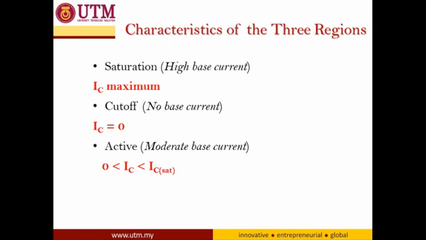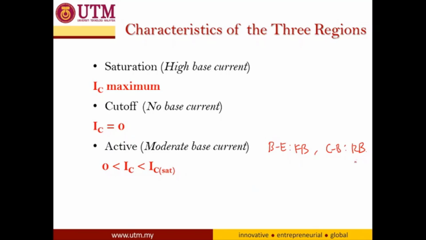And then the last one is active. Active is where the base-emitter is in forward bias, and collector-base is in reverse bias. So in this case, the current is not zero. There will be a certain current, but the resistance is high because collector-base is in reverse bias.